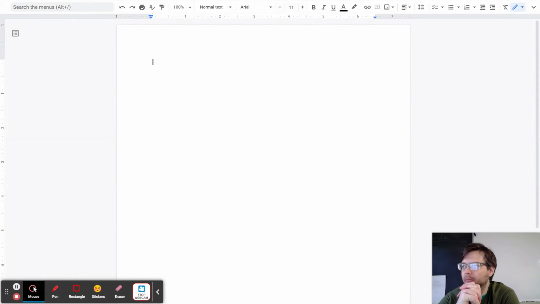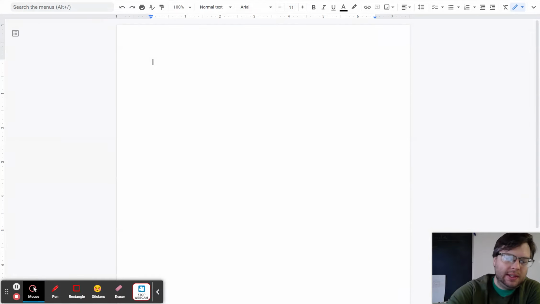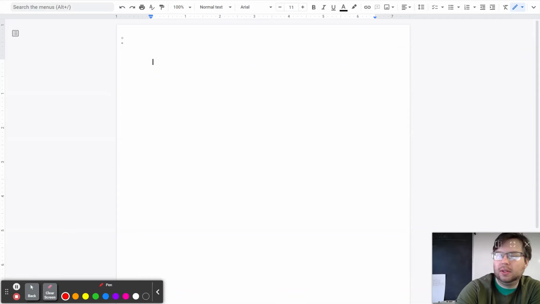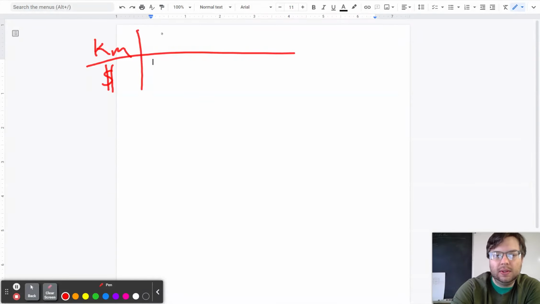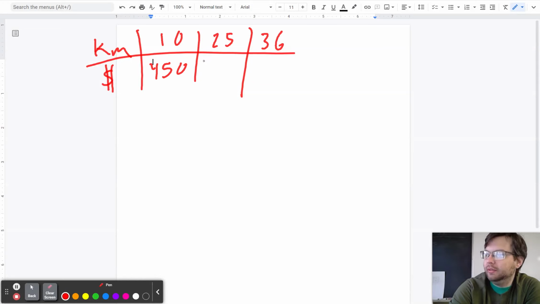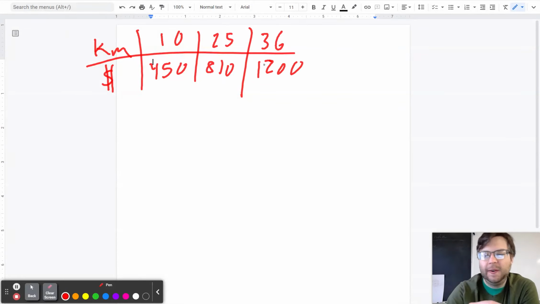All right, we got one more problem that we'll do this morning where we have an airport and transferring from an airport to a passenger's house, and we're given a table of information. So the length compared to the price, and we're only given a few data points: 10 kilometers, 25 kilometers, 36 kilometers, costs 450, costs 810, costs 1200.